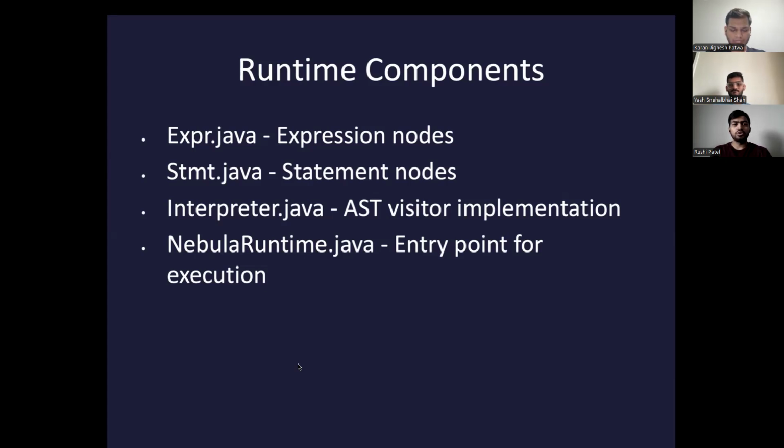The actual execution logic lives in Interpreter.java, which interprets expressions and statements by walking the AST recursively. Finally, NebulaRuntime.java serves as the entry point to run a .nebula file, which ties the parsing, AST building, and interpretation together into a single runtime pipeline. This layered architecture made it easier to separate syntax, logic, and runtime behavior and allows us to expand features cleanly in the future.